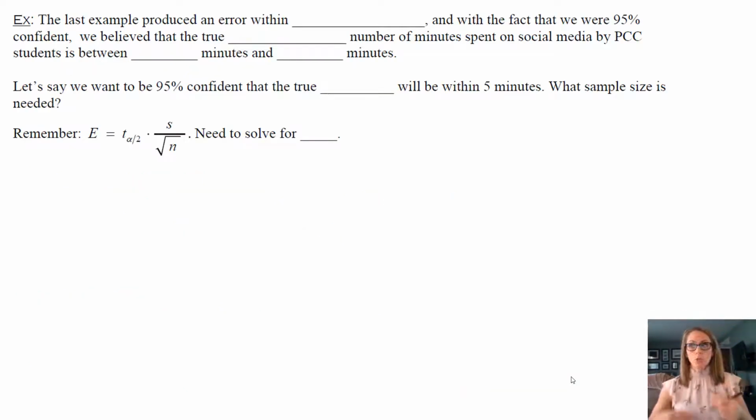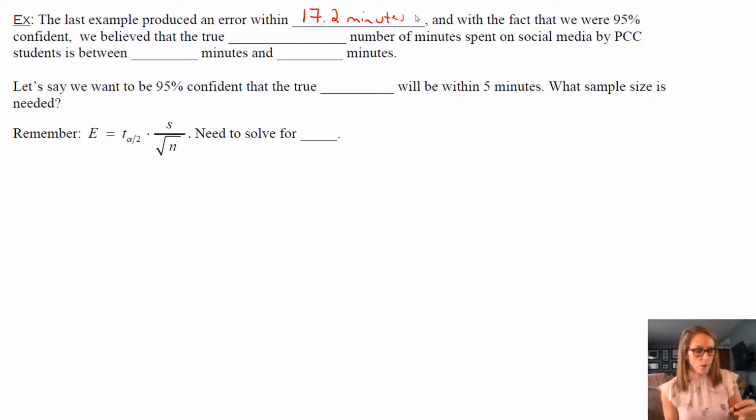So the last thing I'm going to do for this section is think about something that we did in 7.1, and that's the idea of sample size. So the last example we did, we had an error that was about 17.2 minutes, give or take.